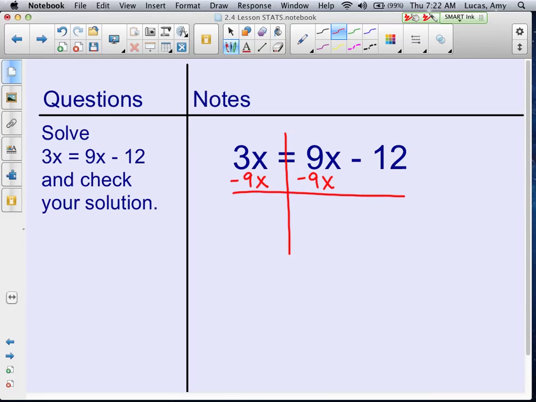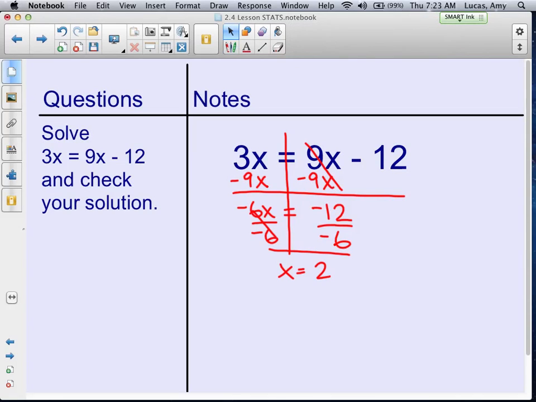You can eliminate either variable. It's up to you. So now, on the left-hand side, I will have a negative 6x, and I need to bring down my negative 12 on the right-hand side. Now this is only a one-step equation. Divide by my negative 6, and my solution is x equals 2. So, the first two examples I eliminated the smaller of my variable terms using an inverse operation, and on this one I did not. I eliminated the larger one, the 9x, because the 3x was all alone. So if something is all alone, I tend to leave it.